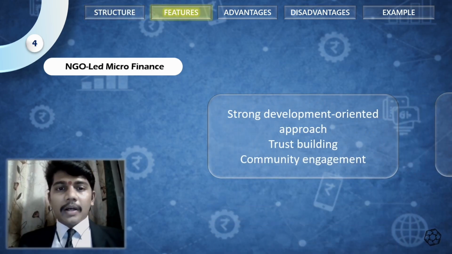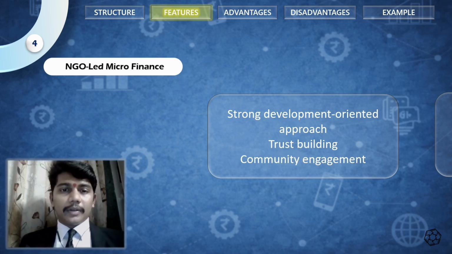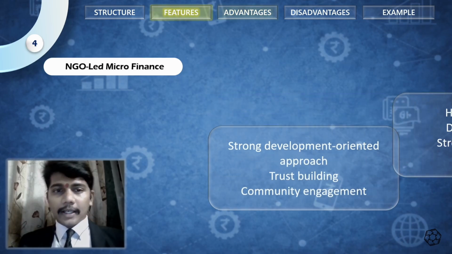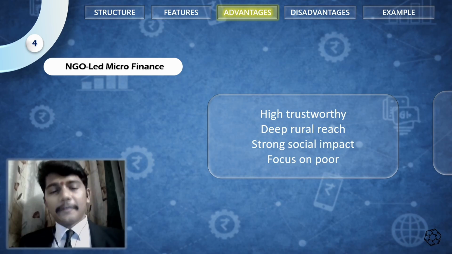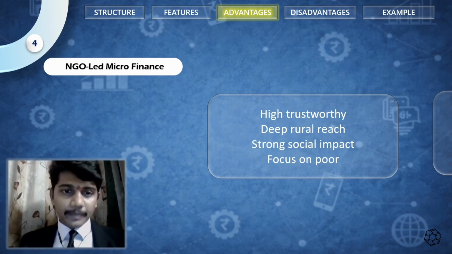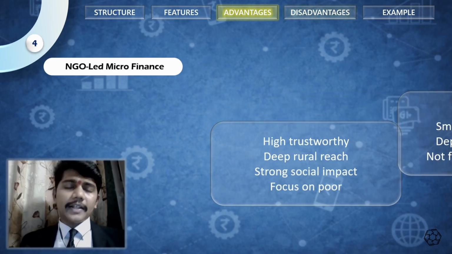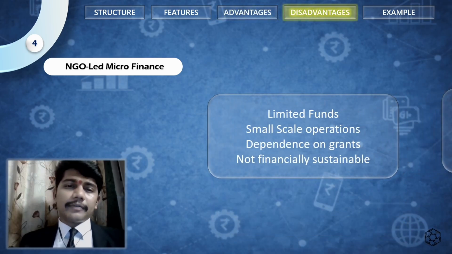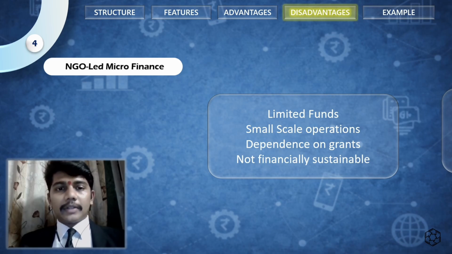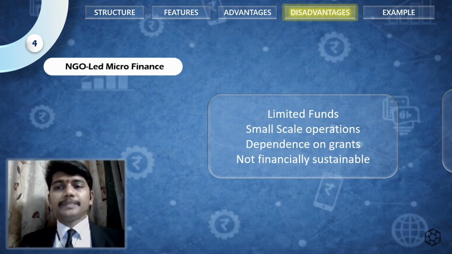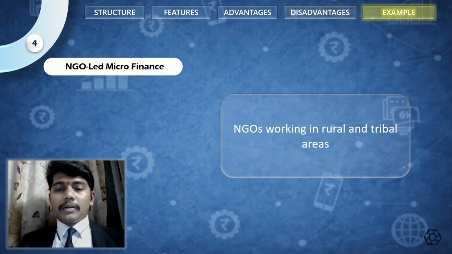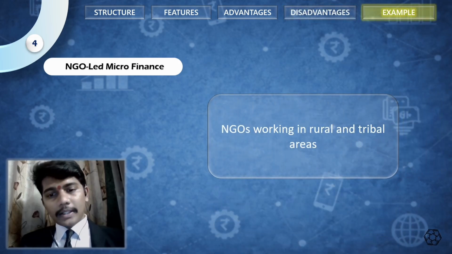Features: social objective. It's community based, and we can say they focus on the development side. Advantages here: a strong trust at the grassroots level, better financial awareness. There is women empowerment also, and social upliftment. Disadvantages here: the funds are a little limited as they are on the grant side, so it depends on donations. It's not scalable. There are operational sustainability issues also. Mostly NGOs are working in rural and tribal areas.